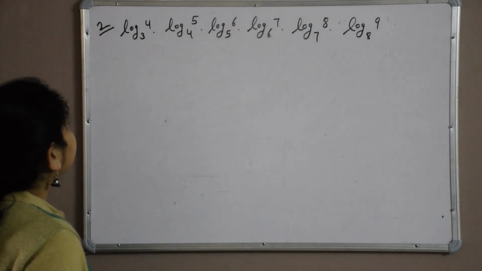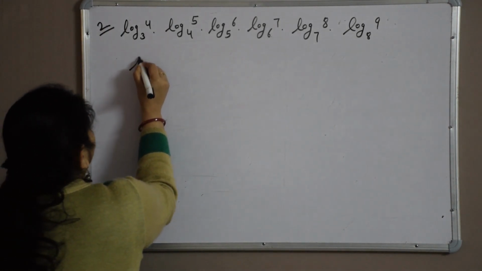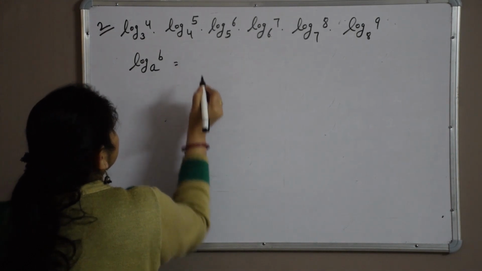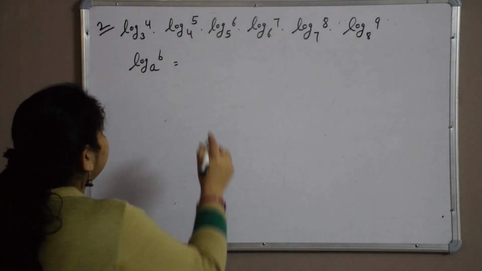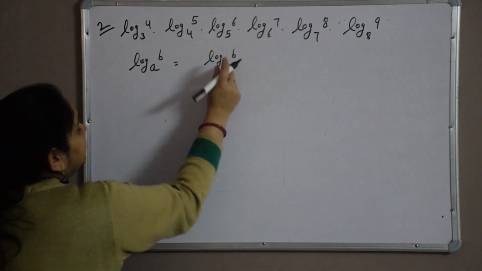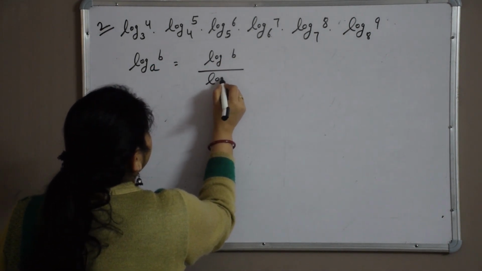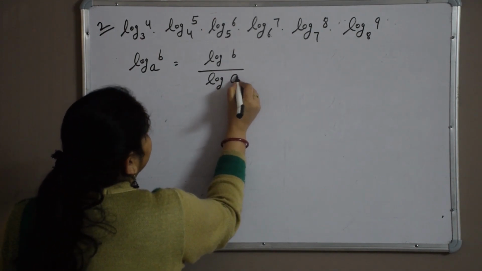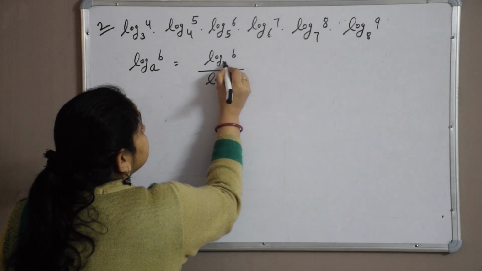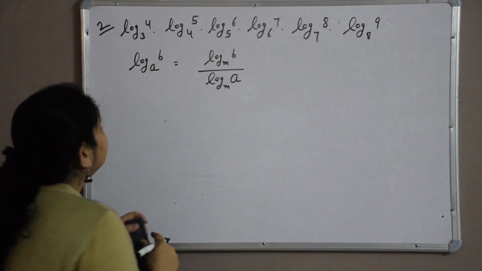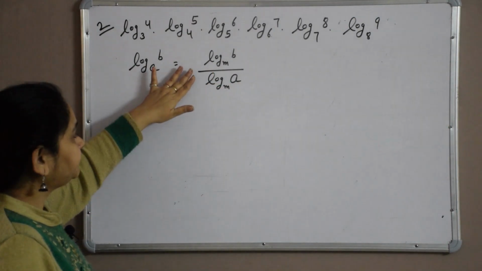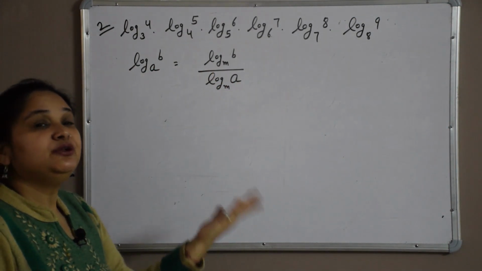Now we have learnt one formula, log of b to the base a equals, this is also called the change of base formula. The log of b, whatever this number is, will come in the numerator, and whatever our base is, will come in the denominator: log of b by log of a, and we will introduce a new base. Here the base is a, this base will come here, and we will introduce a new base.